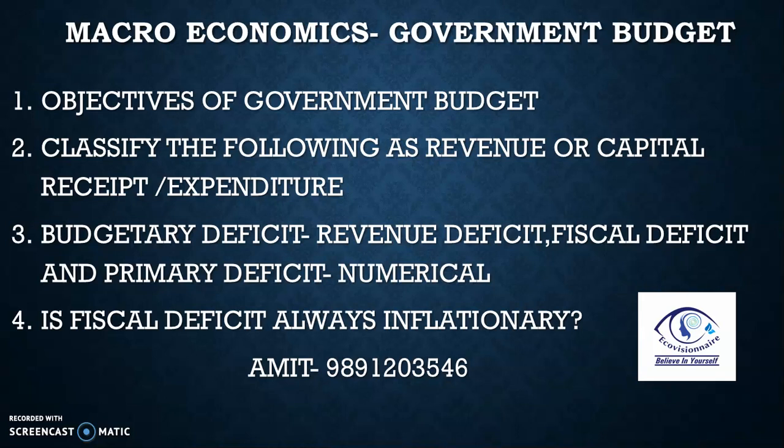So how do you give the reason? And mind it, you have to give the reason when you classify. So for example, if the question is asked, what kind of receipt is GST? You have to write it is a revenue receipt and tax revenue receipt, and why: this receipt is neither creating a liability nor reducing an asset.